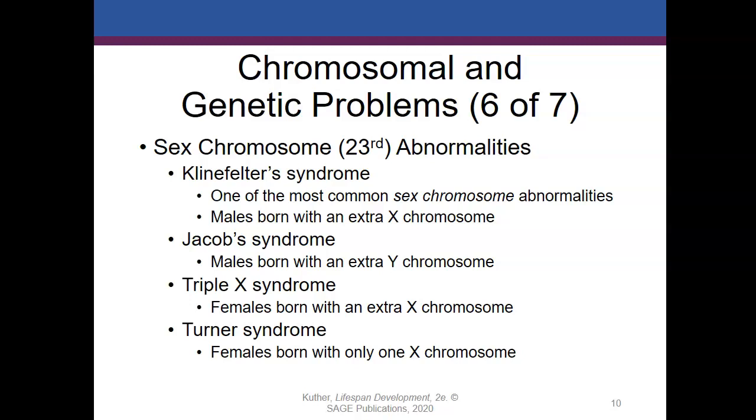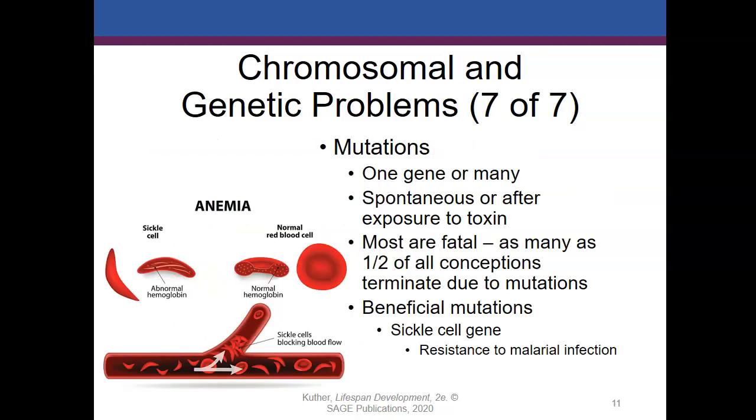Regular injections of human growth hormones can result in some breast development and menstruation. Mutations are sudden changes in abnormalities of one gene or many genes. They can occur spontaneously or as a result of exposure to environmental toxins. Most of these mutations are fatal. The developing organism often dies soon after conception, typically before the woman knows she is pregnant. Maybe as many as half of all conceptions terminate due to mutations.